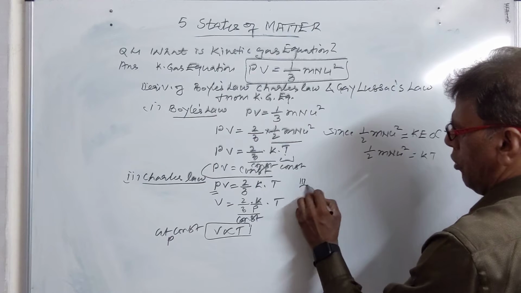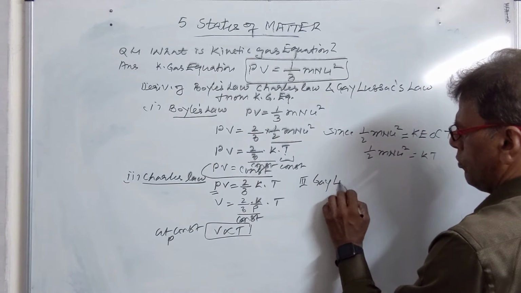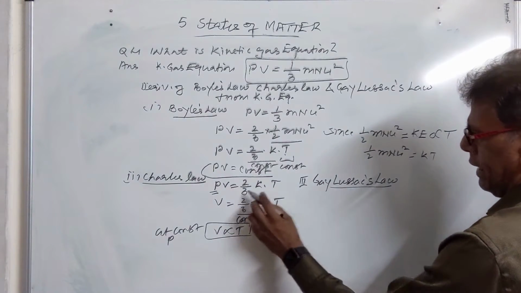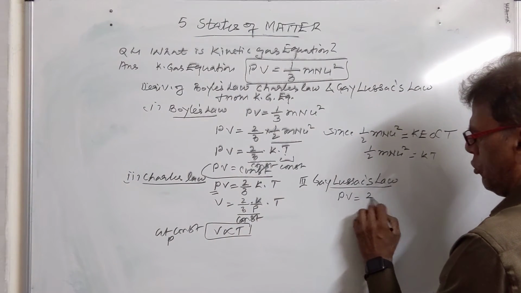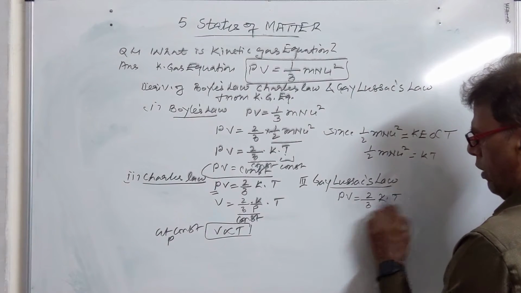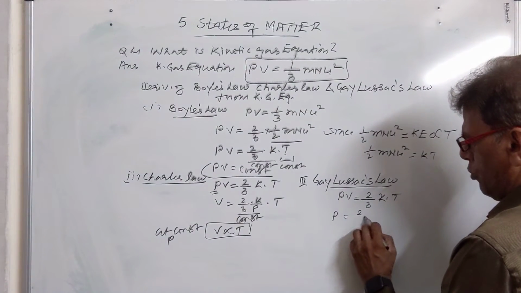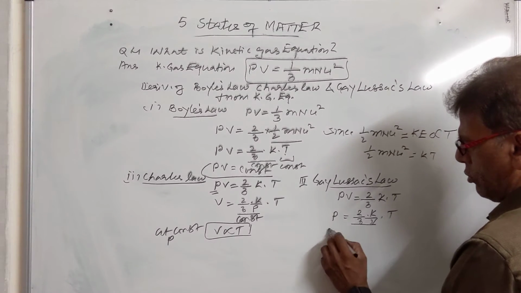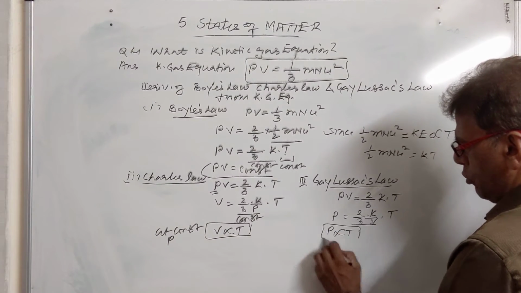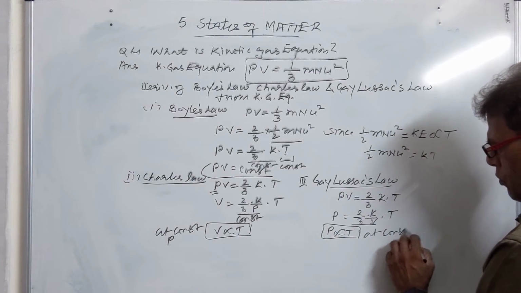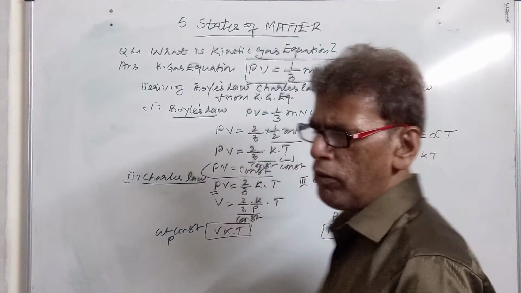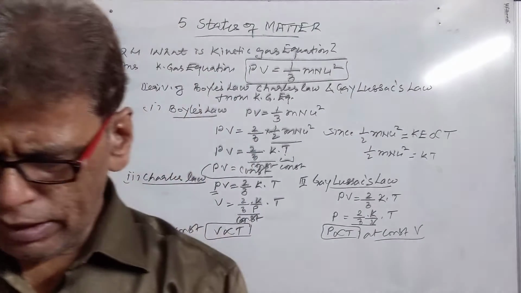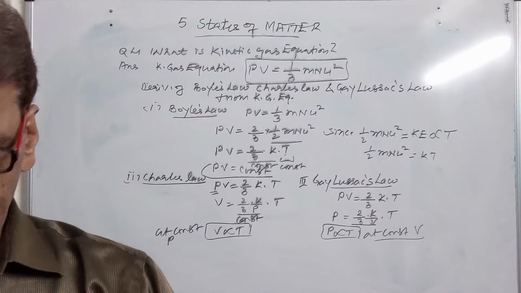Then we have the third law, that is Gay-Lussac's law. In this case, again we come to the same expression, 2 by 3 kT. Here volume is kept constant. So 2 by 3 k upon V is constant at constant volume, and P is proportional to T at constant volume. So we derived all the laws, Boyle's law, Charles' law and Gay-Lussac's law, by taking the kinetic gas equation.